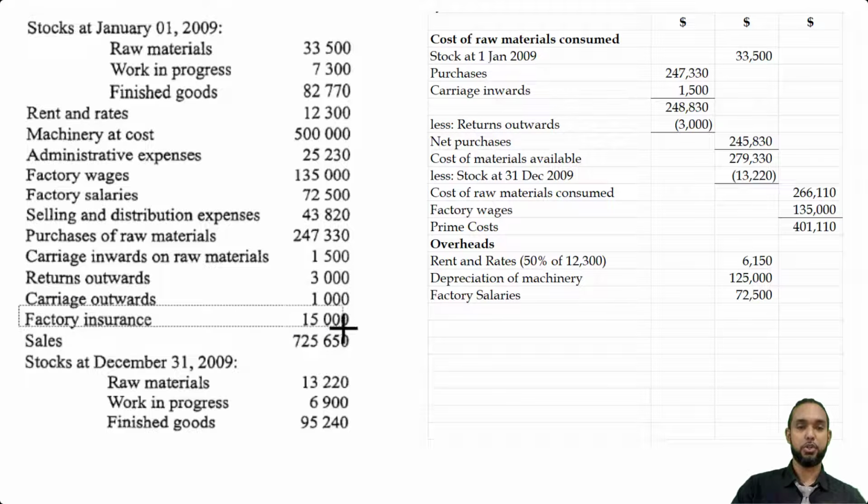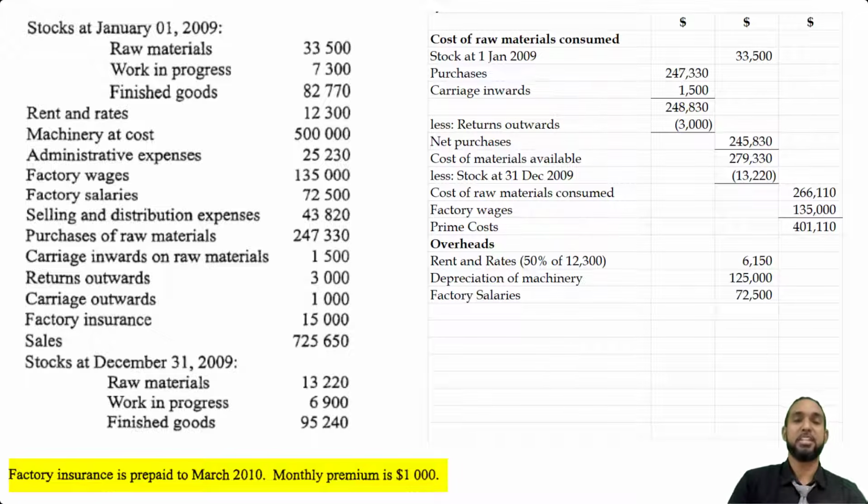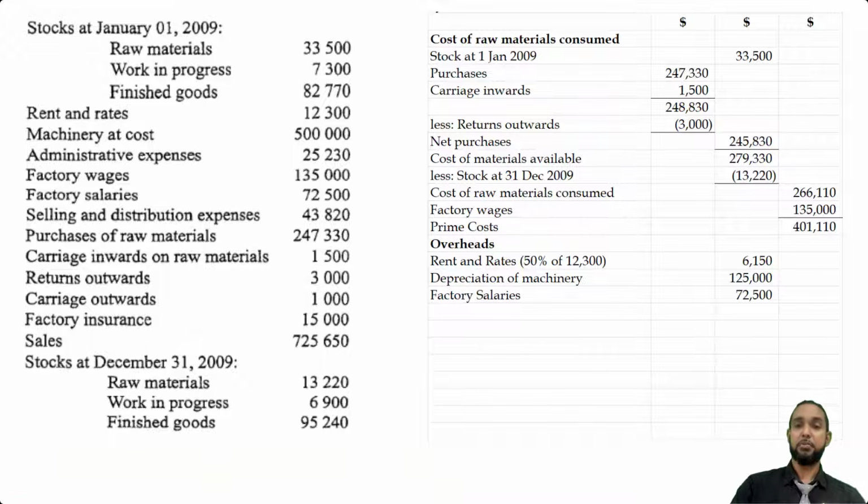Factory insurance, 15,000. Now, there was a note on factory insurance. It said factory insurance is prepaid to March 2010. They also tell us the monthly premium is 1,000. The premium is the insurance expense per month. So if the monthly premium is 1,000, that means that since there are 12 months in a year, 12 by 1 is 12,000. So the factory insurance figure is simply going to be 12,000.